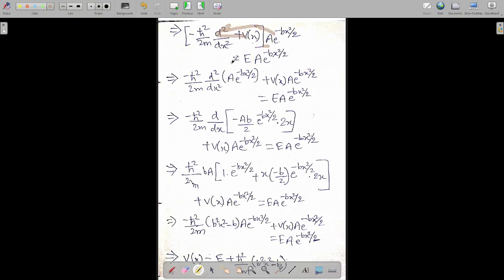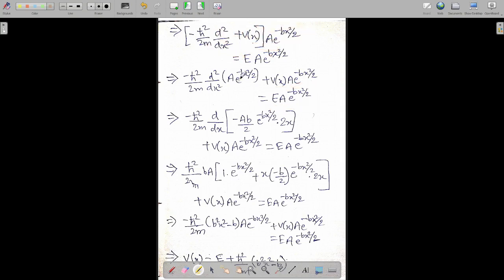As it goes inside the operator, it is very clearly visible that the double derivative will be taken, and over here it will be multiplied by the potential function, equal to EA e to the power minus b x square by 2 on the right hand side. Simply I have taken this inside the bracket.